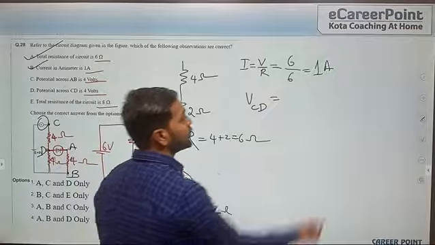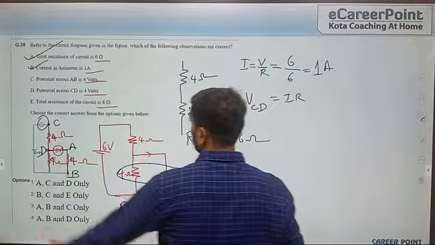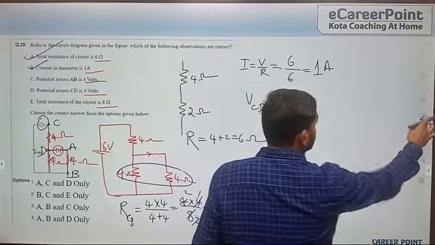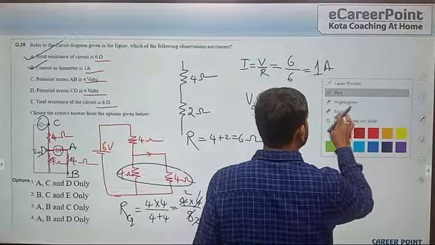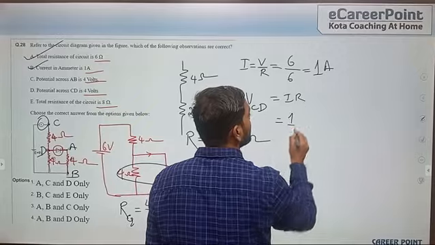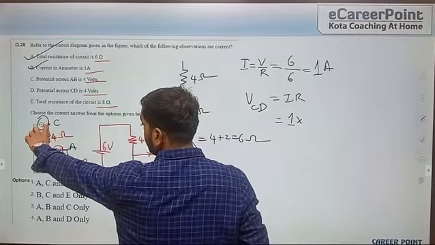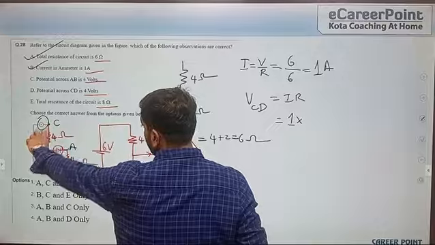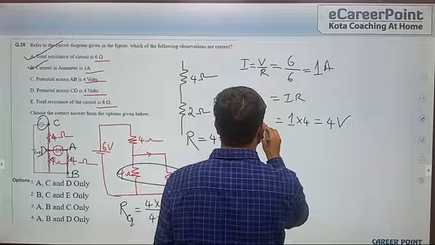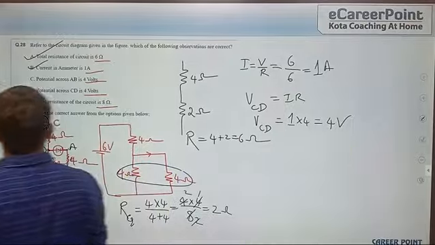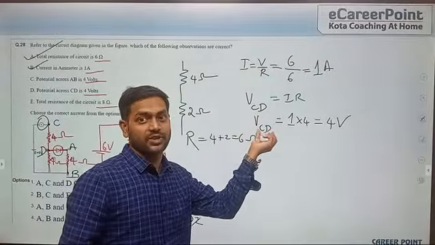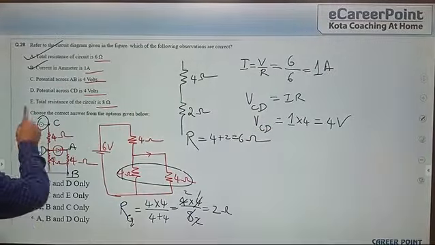So V is equal to IR. We have found out that I is 1 ampere, and the resistance between C and D is 4 ohms. So that is 4 volts. So the potential difference along CD is 4 volts. Sorry, not velocity, this is voltage, potential difference. Potential difference across CD is 4 volts.